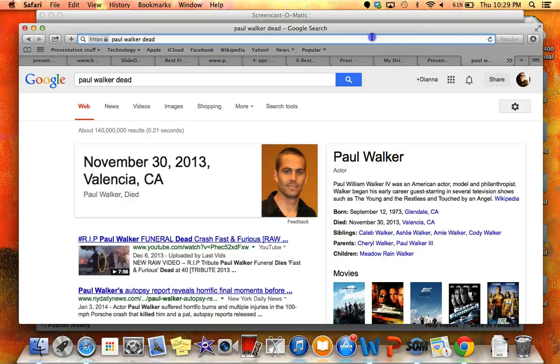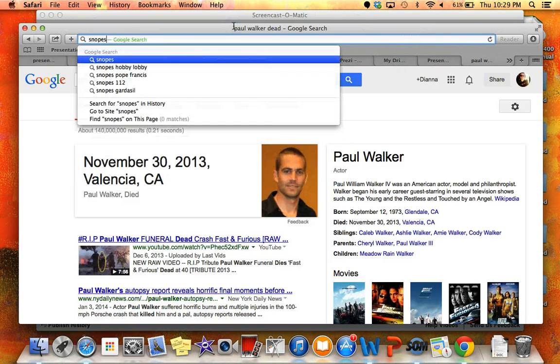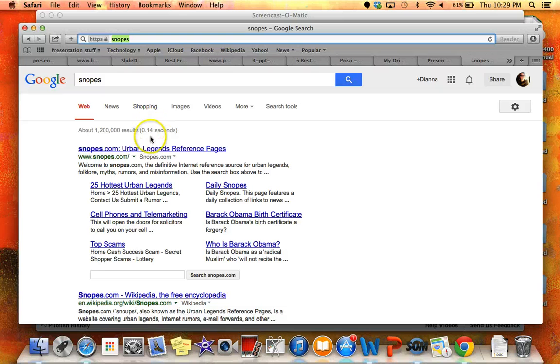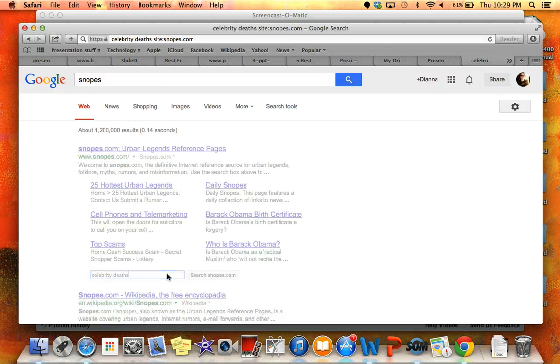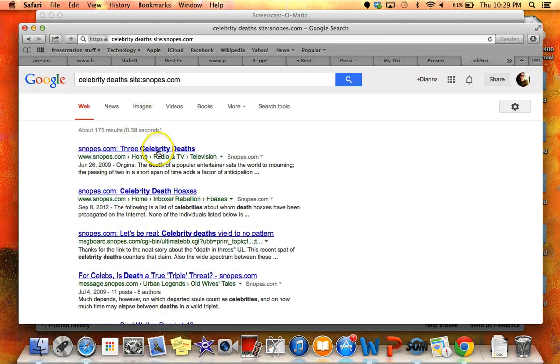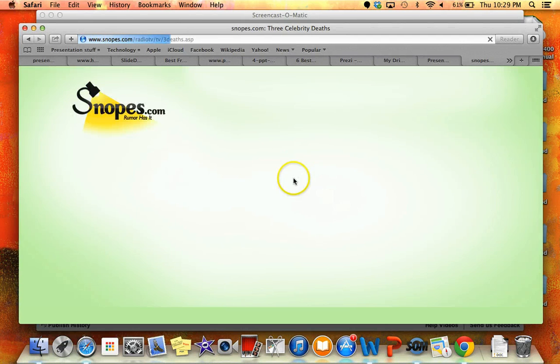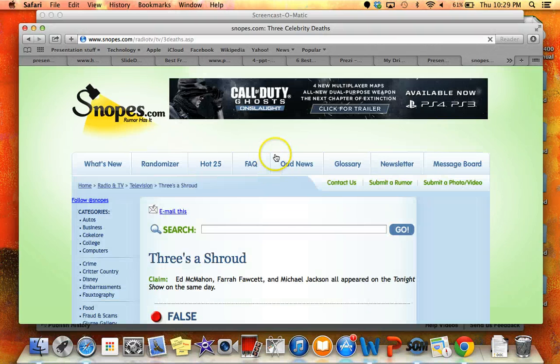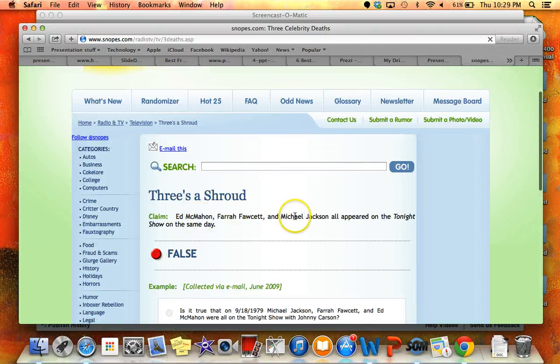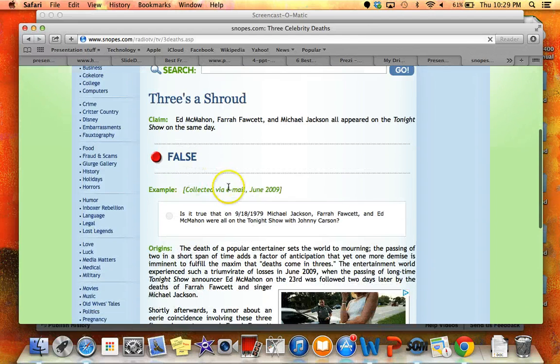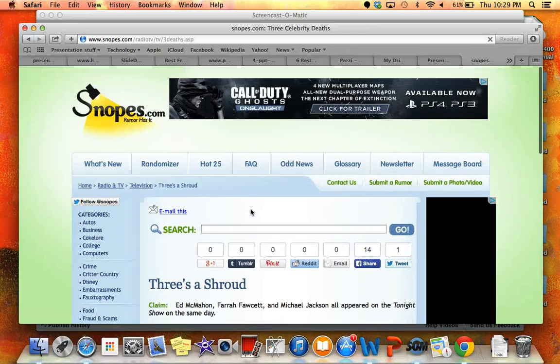And again, like I've told you, Snopes.com is a good place to go to help you figure some of those things out. Will it have everything on there? No. But will it have some of the major things? Yes. Including celebrity deaths. And you can actually see, there's a thing about celebrity deaths coming in 3. And it's a false thing, and it goes into the origin and discusses it.